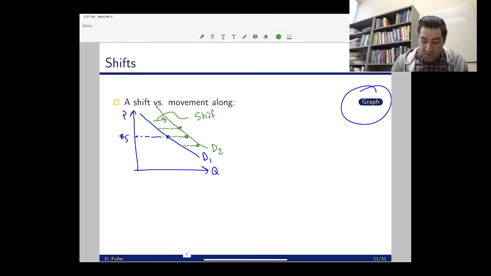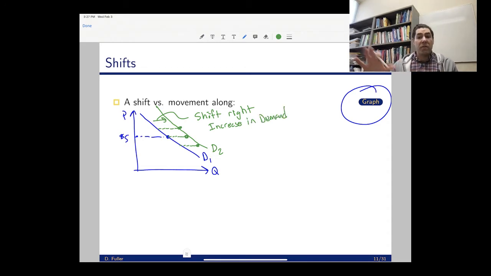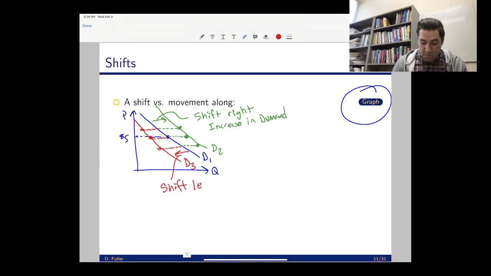We call this a shift right, or an increase in demand. The curve is completely shifted. At every price, the quantity demanded has gone up. Very analogously, a decrease in demand, I'll draw that in red, means that at every price, the quantity demanded has decreased. Call that D3 here. This is a shift left, or a decrease in demand.